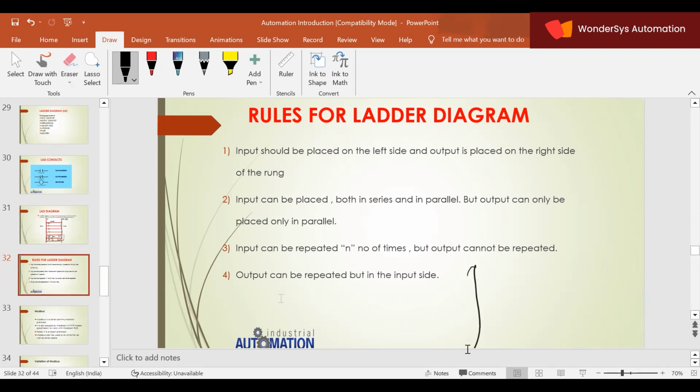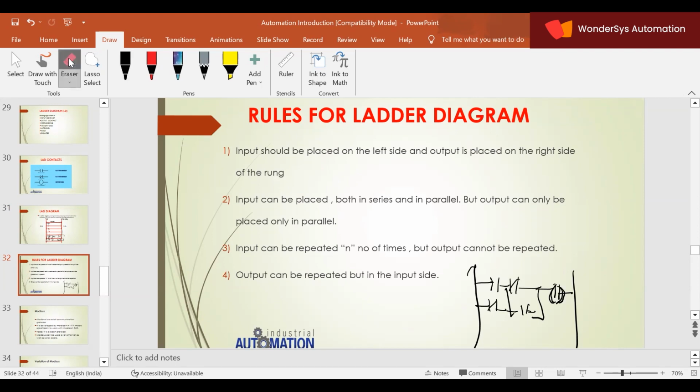Whenever we write the ladder diagram, the input should always be placed on the left side, whether it is NC or NO, whether you connect it in parallel or series, whatever. You cannot place a switch on the right hand side. The right hand side is always dedicated to outputs. Some software will not allow you to place the coils on the left hand side. The software itself will take care of this first rule.